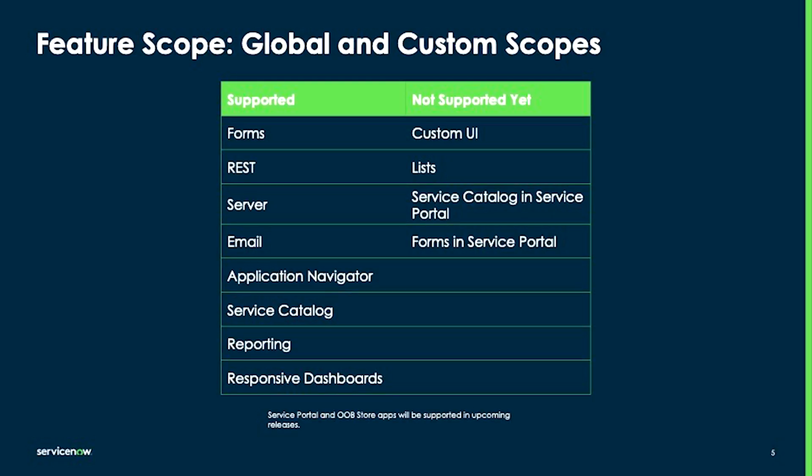For the feature we're going to release for Q1 2025, these are the supported areas on the left. You can see we're currently supporting forms, REST, server, email, application navigator, service catalog, reporting, and responsive dashboard. But what you should know is that all these are supported under the global and custom scopes. We plan to give support for service portal and out-of-the-box store apps in upcoming releases. Now I'm going to hand it over to Ravi to do a bit of demo on this. Then we can move on with the rest of the presentation.